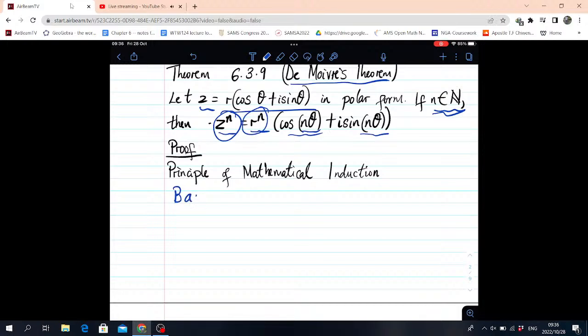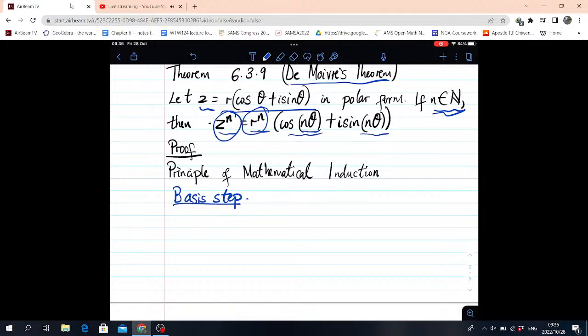So we start off with the basis step or base step, whatever appropriate language is used, but all of it is fine. It just depends on the text. I'm sure the textbook uses basis step.